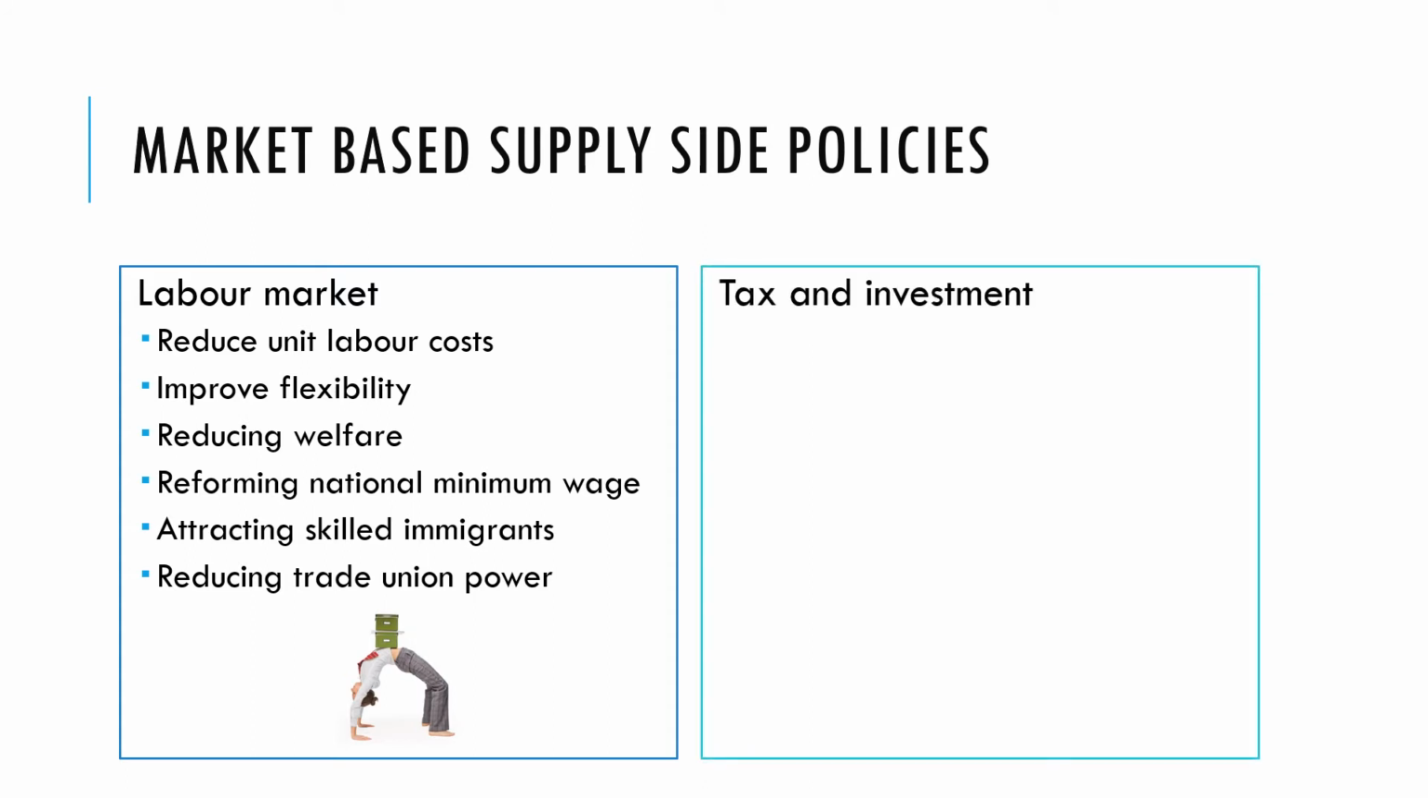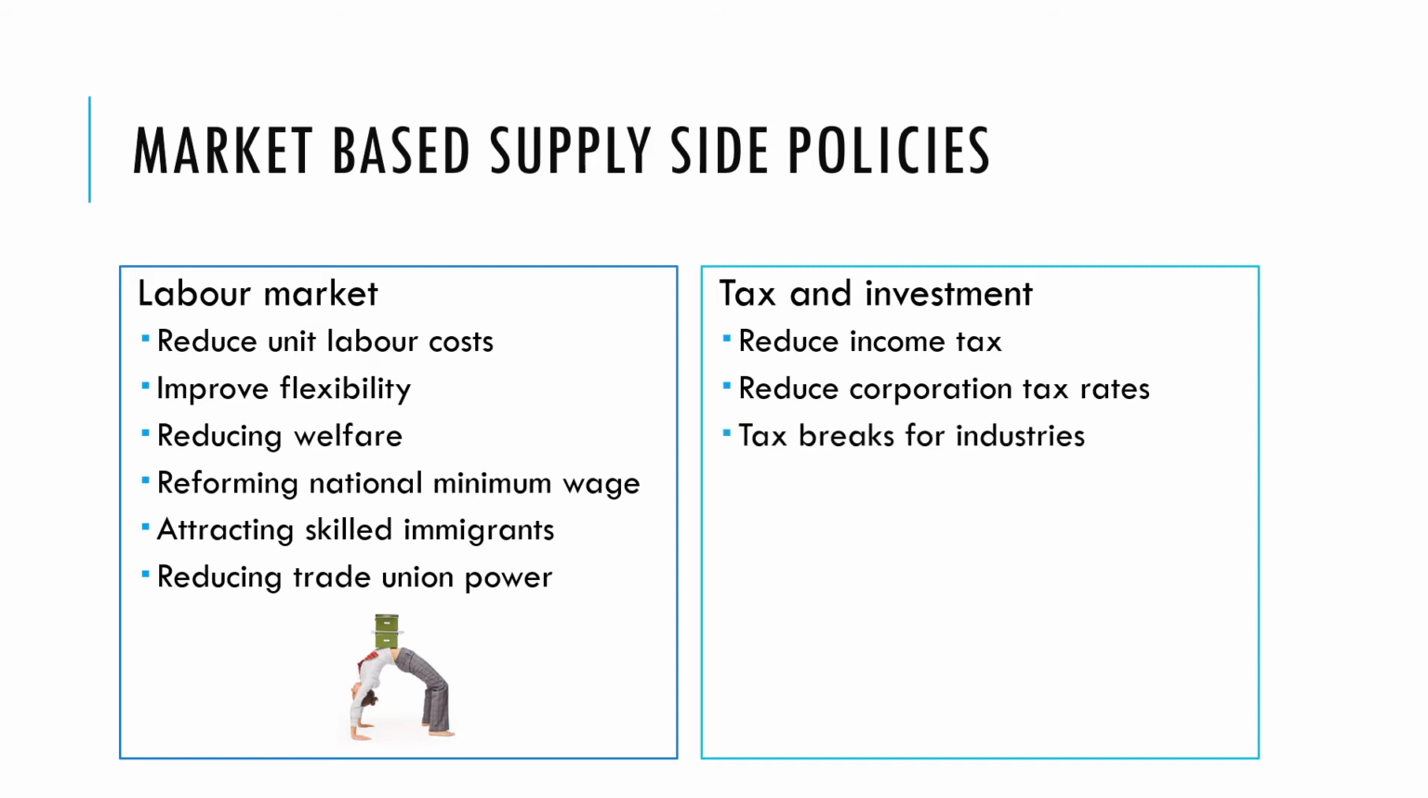There are also some market-based policies to do with tax and investment. Reducing income tax would again potentially lower the costs to business and encourage an increased scale of production. Likewise, reducing corporation tax would enable businesses to generate more profits, which they could then invest and expand and produce more. Providing a reduced tax for certain industries would give an incentive to produce more. For example, in the UK, the film industry receive tax breaks from the government.